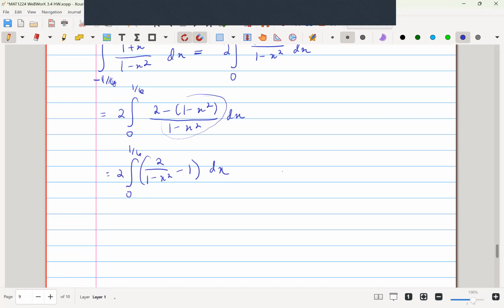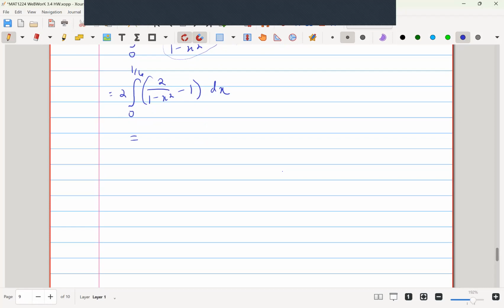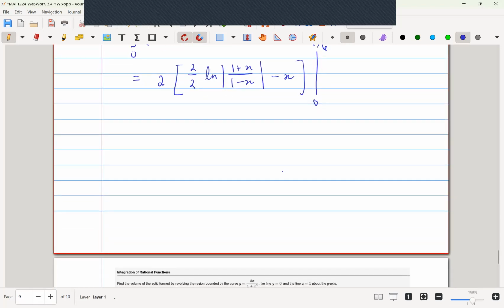We know that this is just going to be equal to 2 times, we're going to have a 2 from the chain rule, an ln of 1 plus x over 1 minus x, because we're going to have it twice, minus the integral of 1, which is x, from 0 to 1/6. All right, now we just got to plug that in. So we have 2 ln of (1 plus 1/6) over (1 minus 1/6), minus 1/6. All right, and then the zeros should cancel most of that out, so we don't have to write the 0 minus 0.